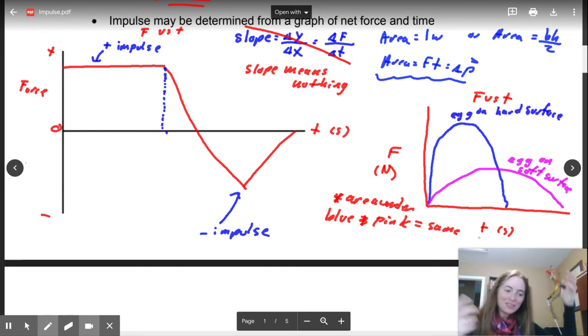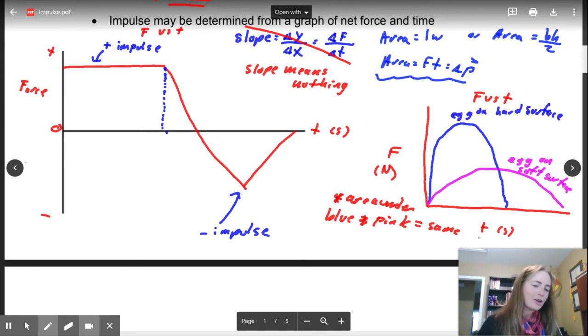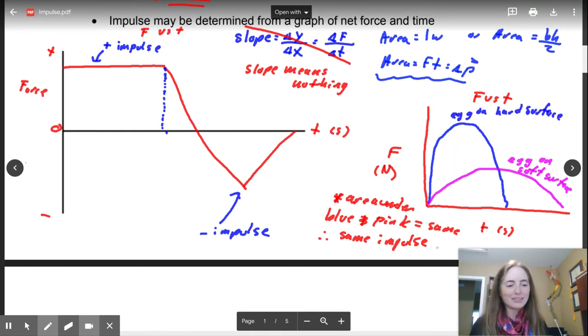Impulse. So even graphically, we can see that we are going to have the same impulse, that same change in momentum, but it's going to be experienced over more time. Cool beans? Cool beans.